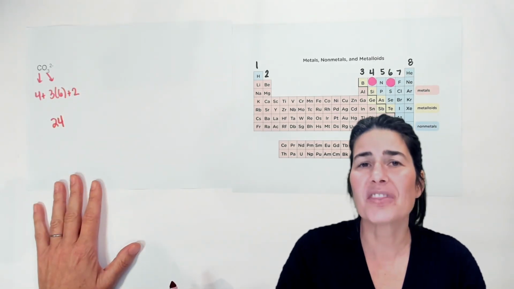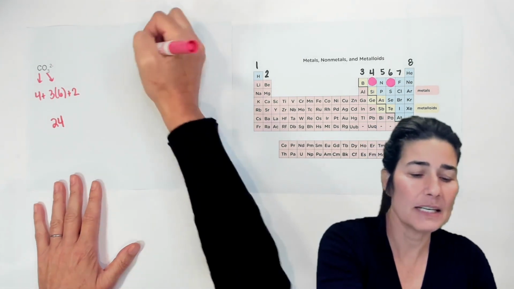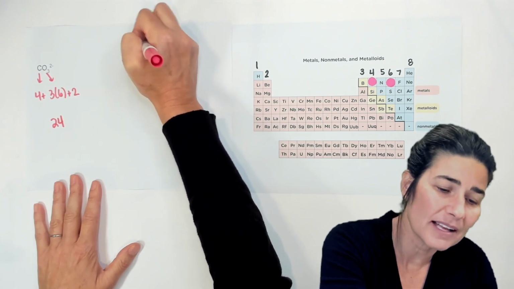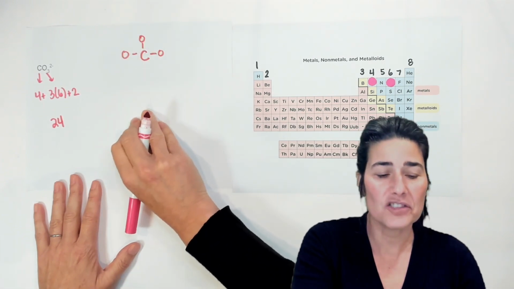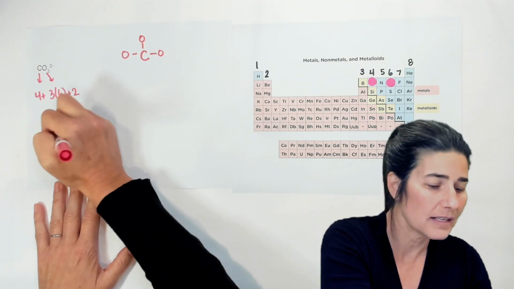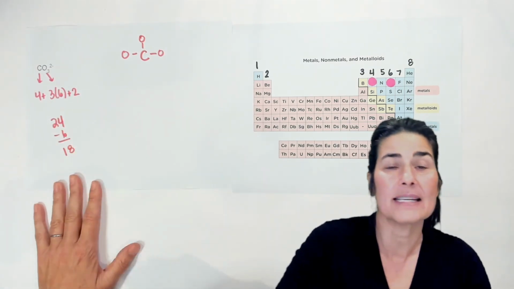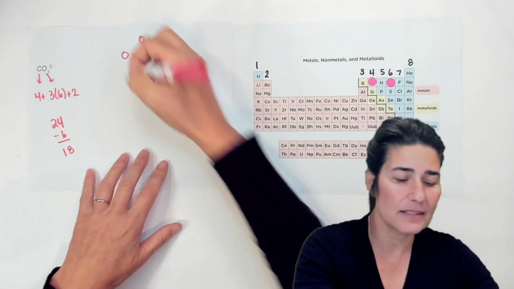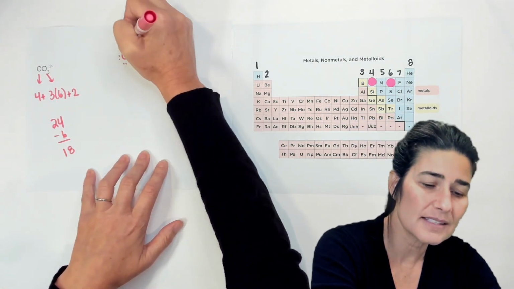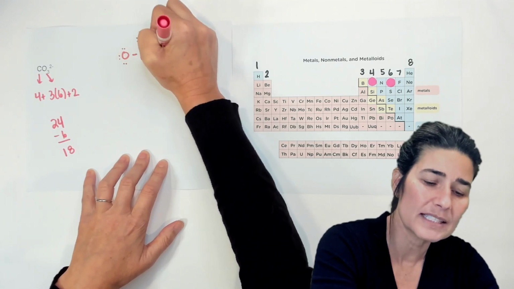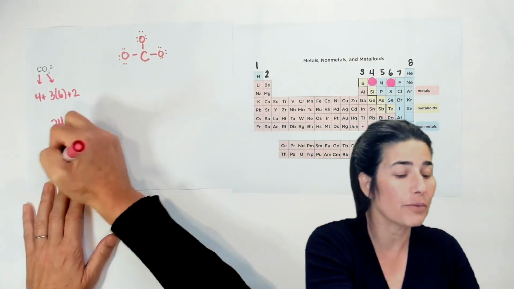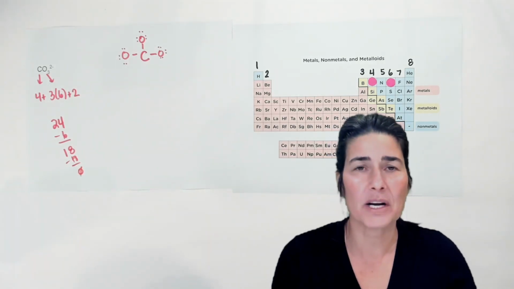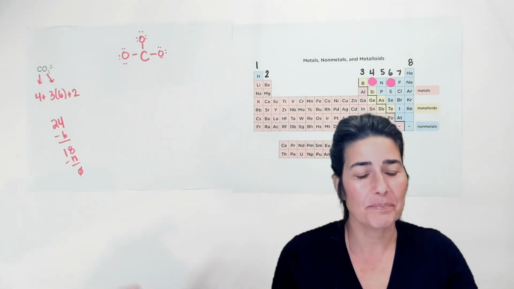Step 2, put the different one in the middle. My different one is carbon. I'm going to go ahead and attach single bonds to my oxygens. I just used up 2, 4, 6. Take away 6, that leaves me with 18. Next step, outsides before insides. 2, 4, 6, 8, 10, 12, 14, 16, 18. I've run out of electrons. Leftovers, I don't have any to put on the middle. Then your last step, check.